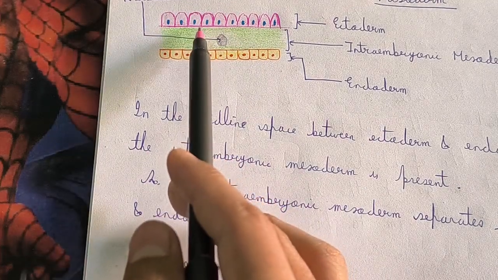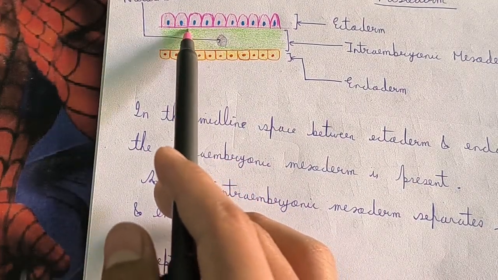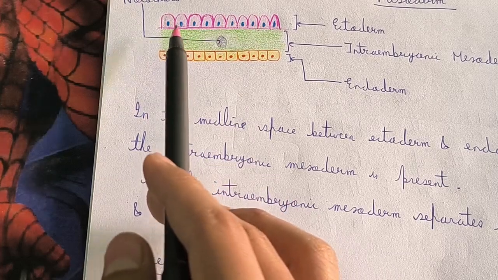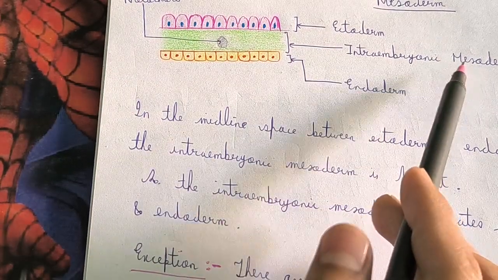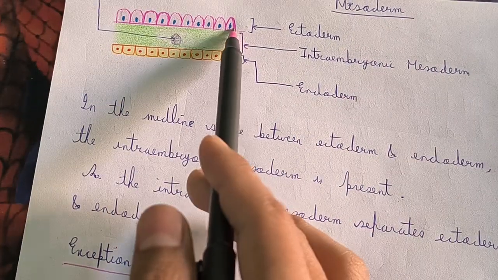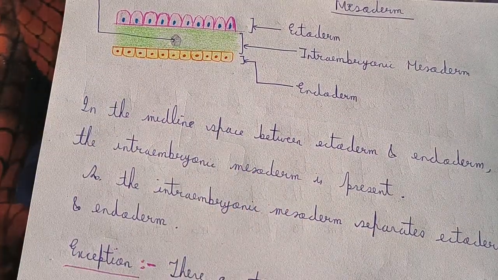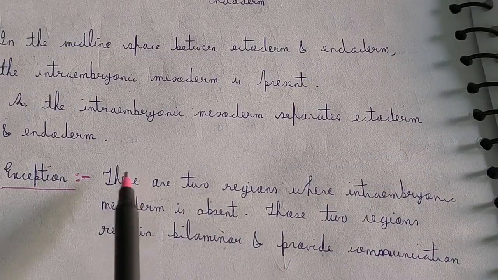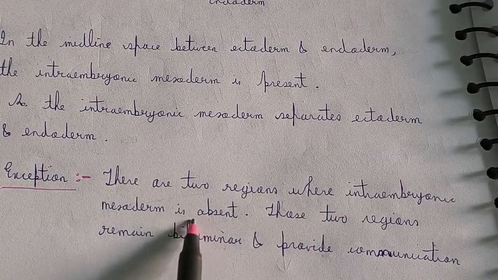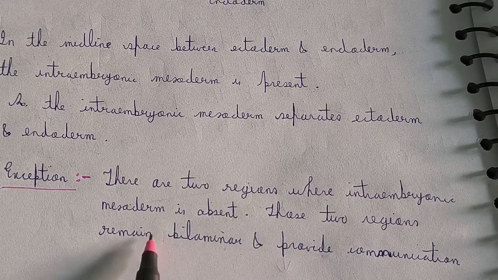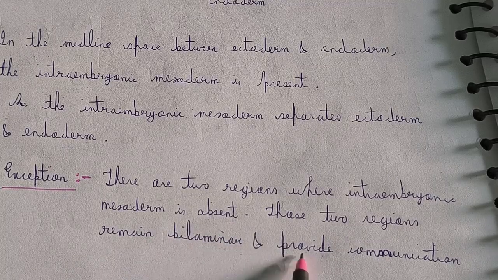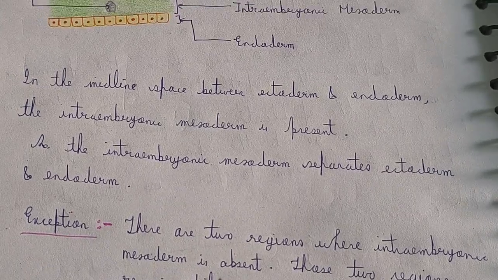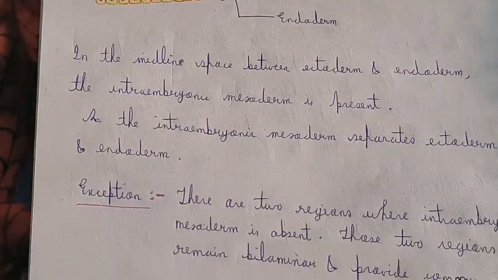But there are some exceptions. In this midline space there are two regions where this intraembryonic mesoderm is absent, and as a result the ectoderm and endoderm come in direct contact with each other. So basically the exceptions are two regions where intraembryonic mesoderm is absent, and these two regions remain bilaminar and communicate with each other as they are not separated.